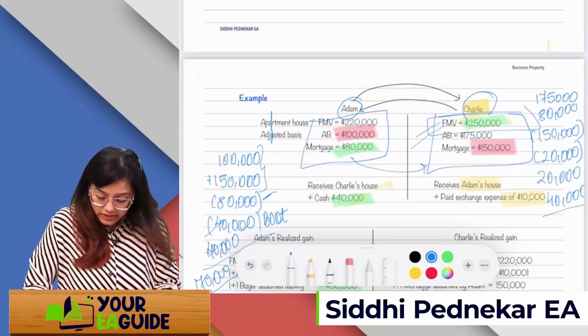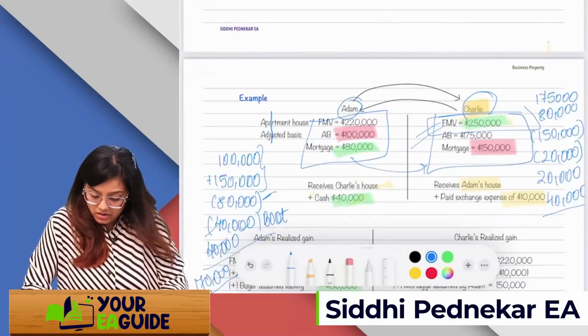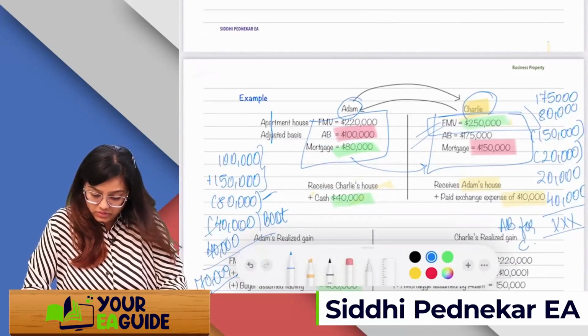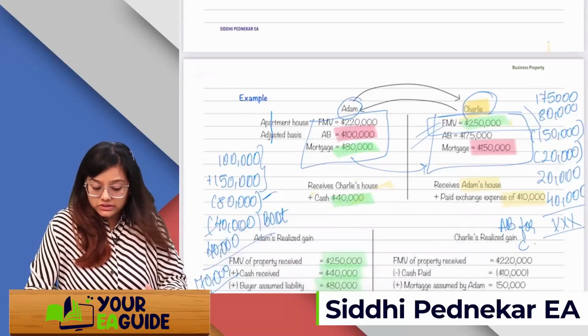So let's calculate whatever is the amount. Whatever is the amount, this will be the adjusted basis for Charlie. Okay, that's it. This was an important topic.